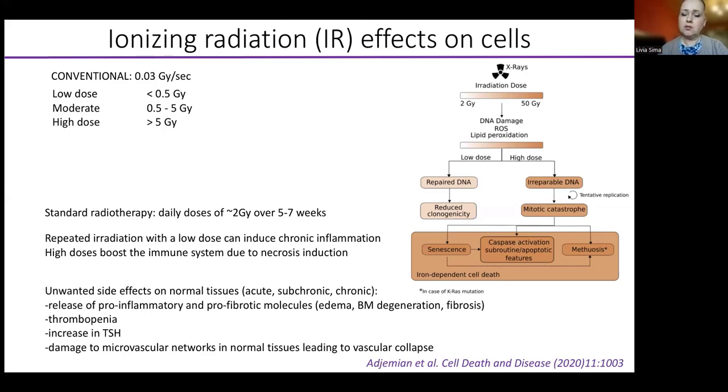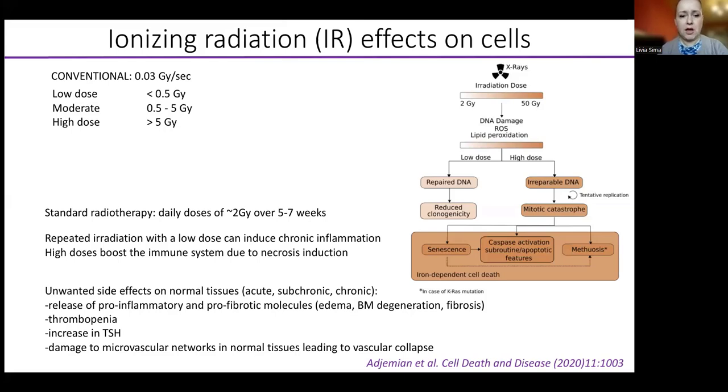There are double-strand DNA breaks that are produced, and also there is oxidative stress inside the cells. Depending on the dose used, this DNA damage can be either repaired and we have a reduced clonogenicity of the cells after this treatment, or if a higher dose is applied, then the DNA damage is produced irreparably and the cells cannot exit mitosis.